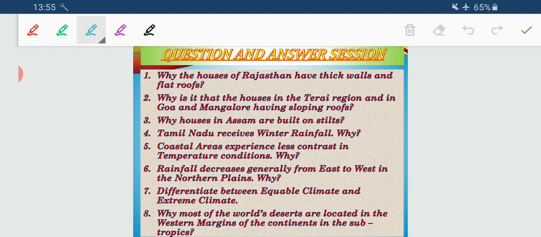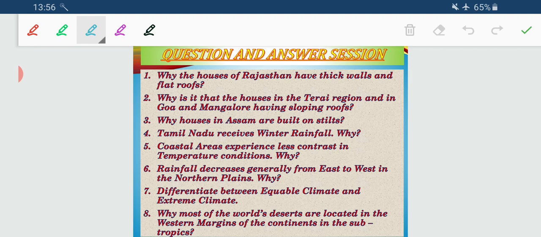And since the soil is so damp, marshy and wet, another fear factor is that of the dangerous reptiles. So just to protect the houses from the dampness, from the dangerous reptiles, from the incidents of floods, the houses are built on the stilts.